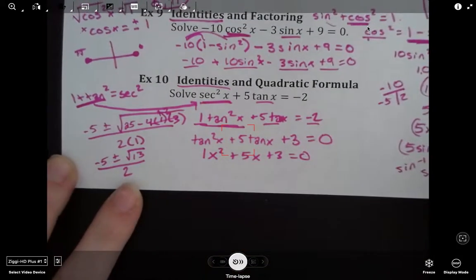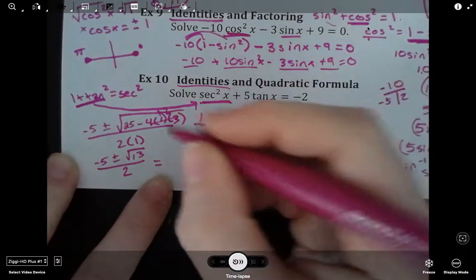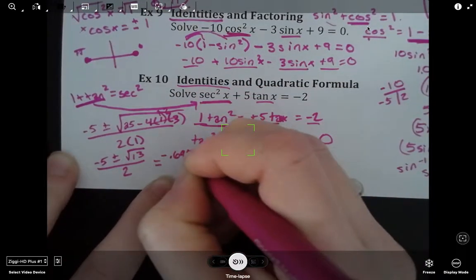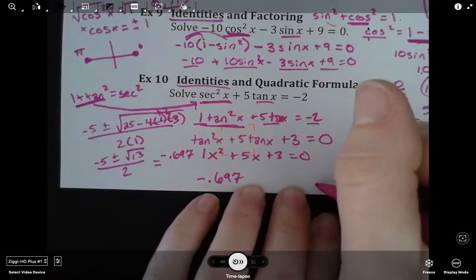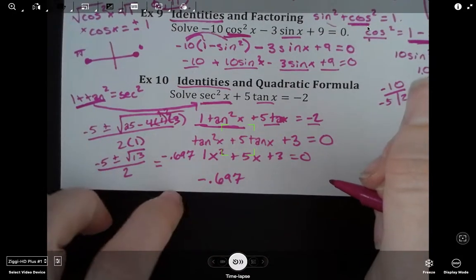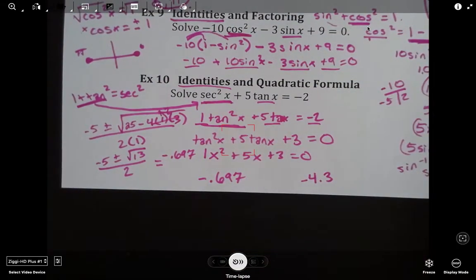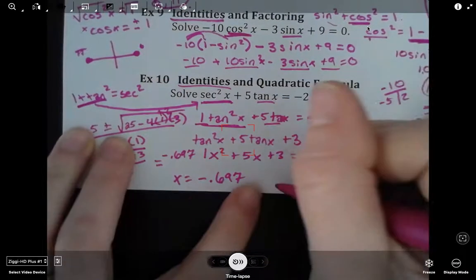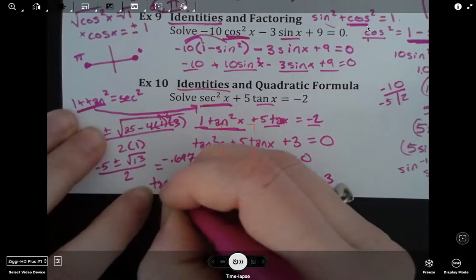Okay, now, we're not quite done yet. We want to figure out what those are as decimals. So if I do negative 5 plus the square root of 13 over 2, that's going to be negative 0.697. I'm going to write it down here. And the other answer, if I do negative 5 minus the square root of 13 over 2, I get something like negative 4.3. Now, when you do the quadratic formula, that's like x equals negative 0.697 and x equals negative 4.3, except they're not x's. It is tangent x.